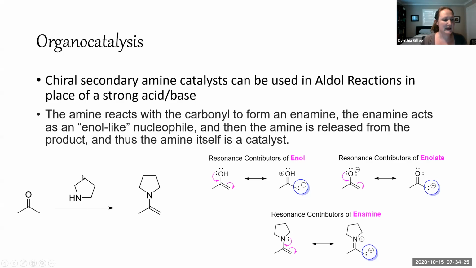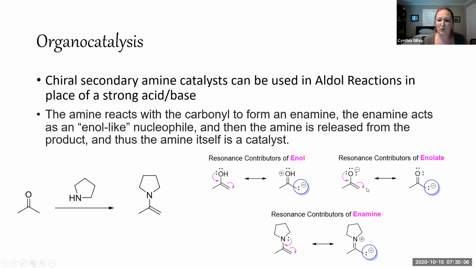So if you were to make this secondary amine chiral, right, then you can use the chirality in the catalyst to affect the enantioselectivity in the reaction, right? And so we can use this secondary amine and its chirality to induce enantioselectivity. And in addition to the ability to do that, we also eliminate the need for a strong acid or base in the reaction because the enamine itself will take the place of the reactive intermediate, for example, an enolate.